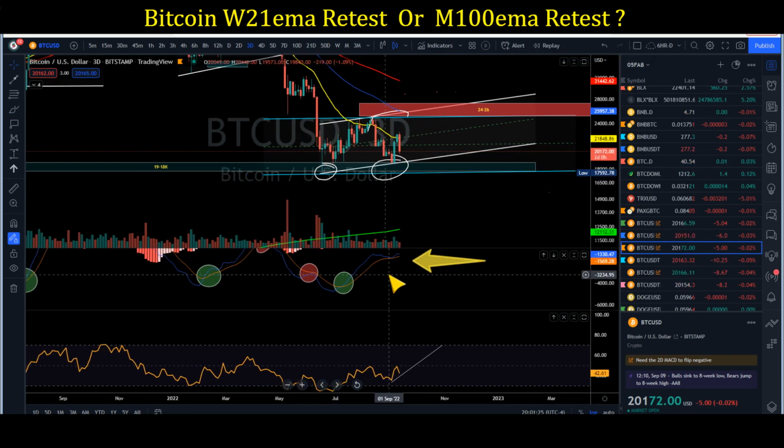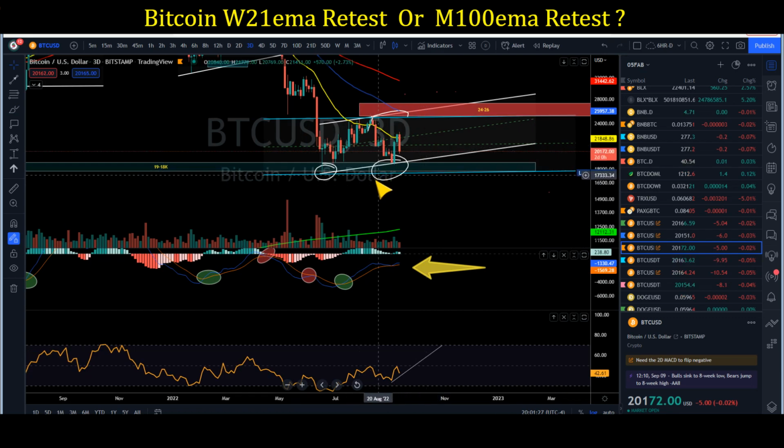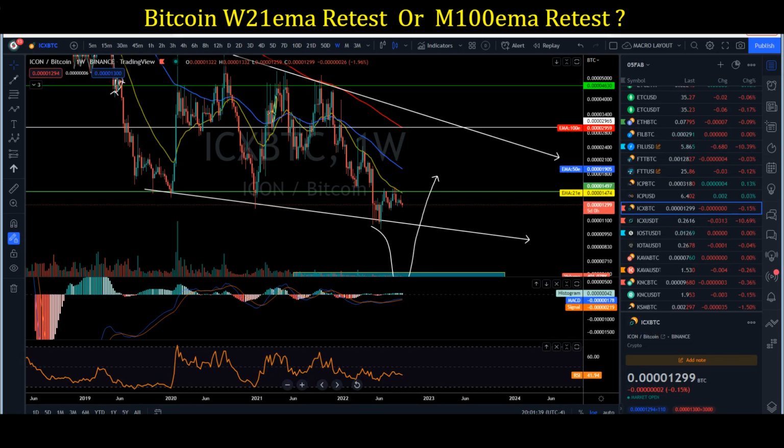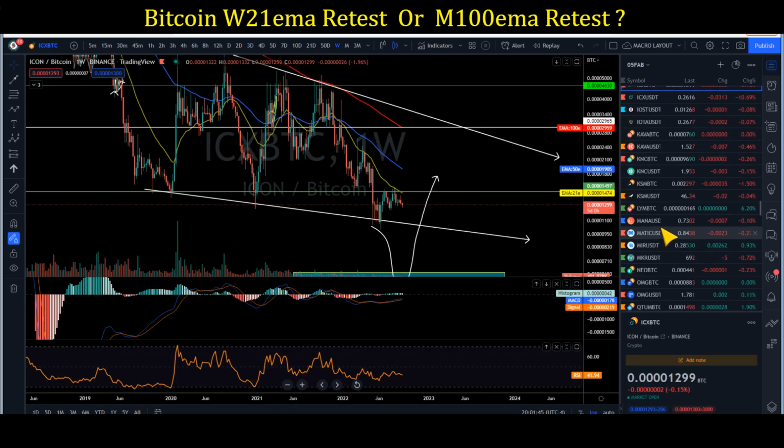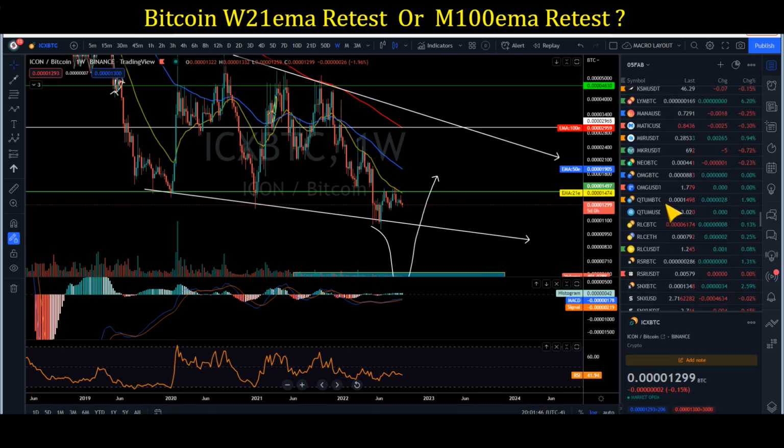So in order to get a dump below the support area, we've got to get the MACD to be negative. Then we could say, okay, we can now be paying attention to our monthly time frame instead of the weekly time frame. Okay, so now let's take a look at the monthly time frame very quickly.